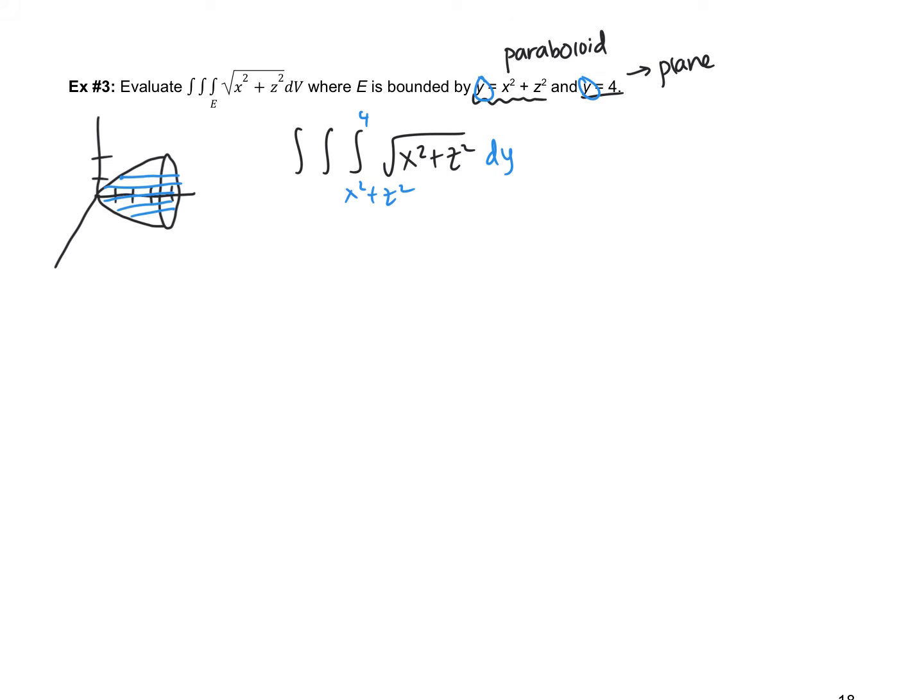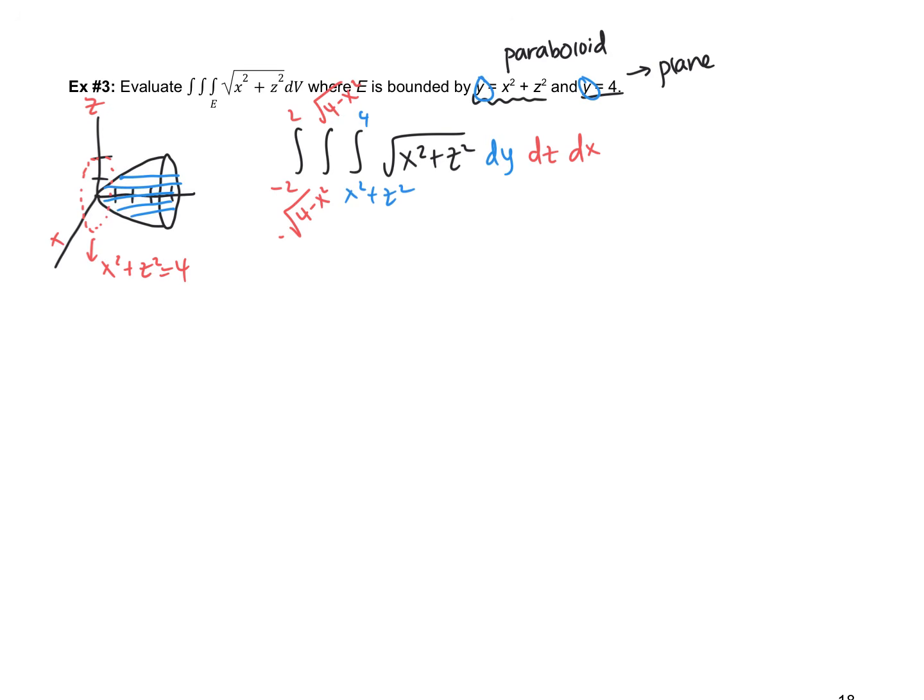So now, to figure out our limits for x and z, we project our figure onto the xz plane. And so we end up with this circle, and that is the circle x squared plus z squared equals 4. In this case, it doesn't really matter which one I integrate with respect to first because we have a circle. So I'm going to do z and then x. My limits for z then are going to be negative square root of 4 minus x squared to positive square root of 4 minus x squared. And x goes from -2 to 2.